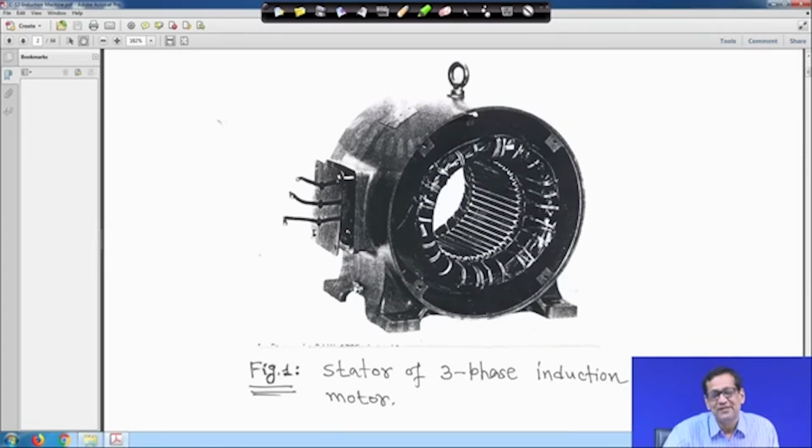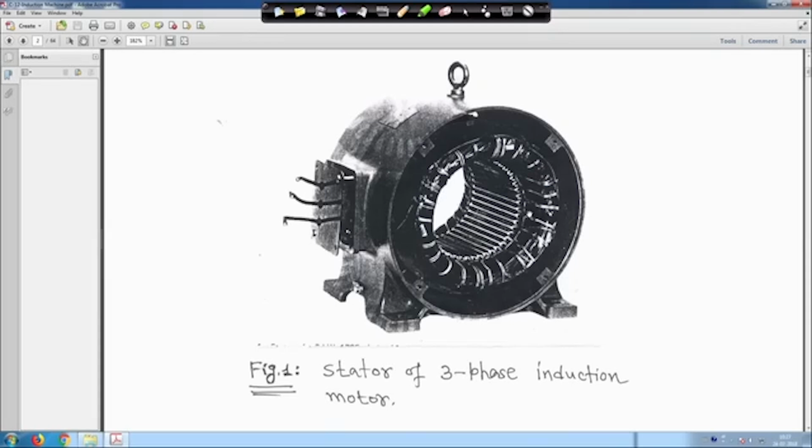As soon as the 3-phase magnetic field is created, if we neglect the leakage resistance and reactance like in a transformer, then a voltage will also be induced in the stator winding in each phase. So, this is the stator of a 3-phase induction motor.